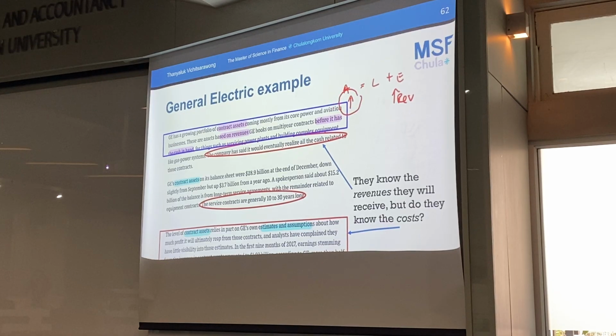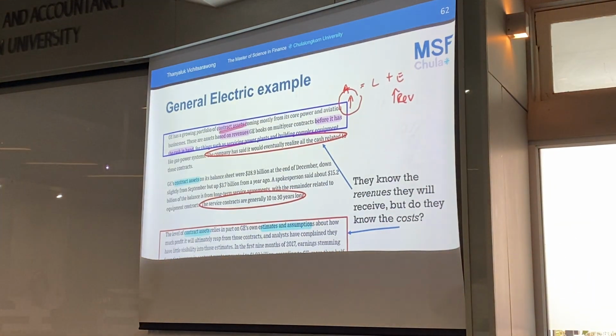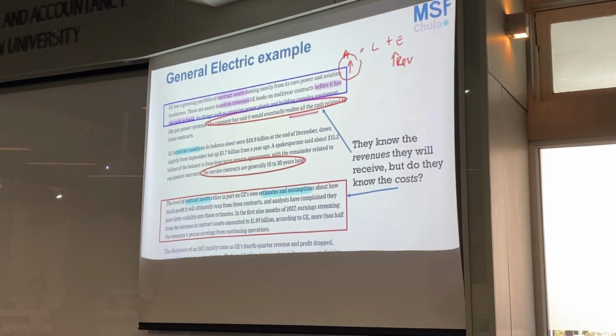And the asset that they use is contract asset. So the company has a growing amount of contract asset showing in the financial statement. So these are the assets based on the revenue, okay? Because before it has the cash in hand. So that means the company booked contract asset and increased the revenue, but didn't collect the money yet. So that's how they cook the books, right? So they say that eventually they will get the cash, but the cash has not come in. Right? So you have an increase in the revenue.